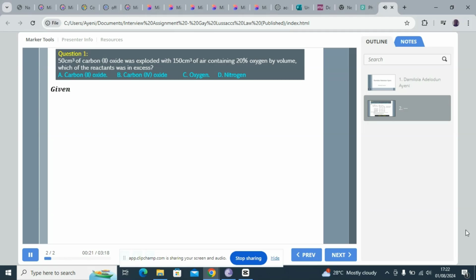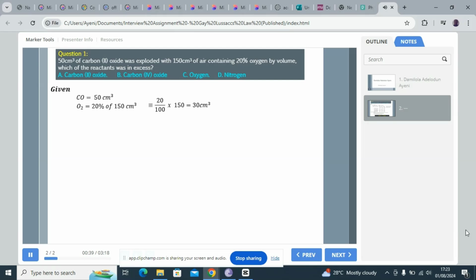Let's start by knowing what are the given parameters in the question. CO is given to be 50 cm cube. Oxygen is known to be 20% of 150 cm cube, which can be calculated. That will be 20 over 100 times 150, which will give us 30 cm cube after the zeros are crossed.